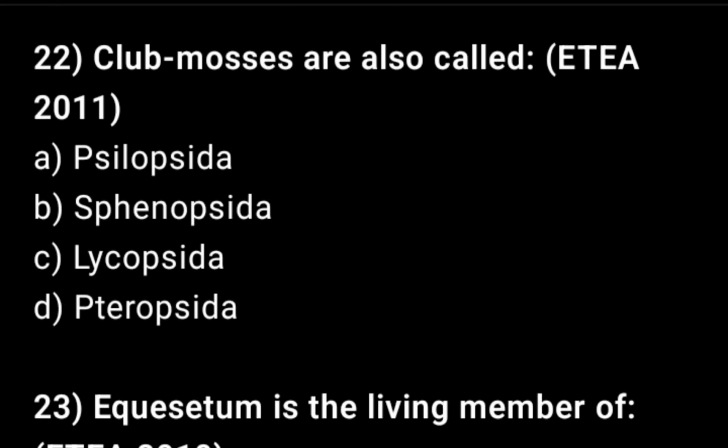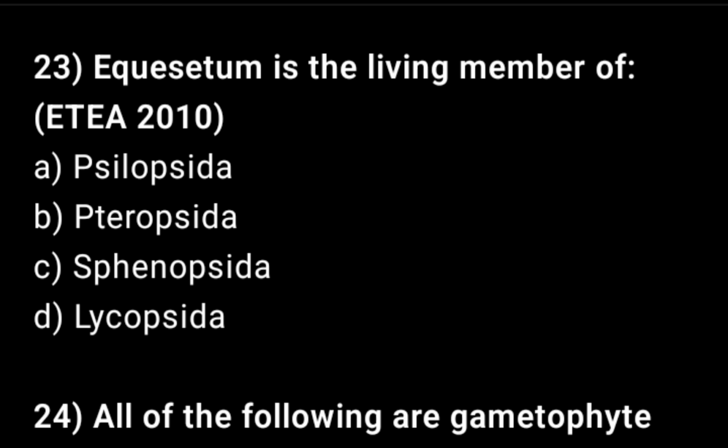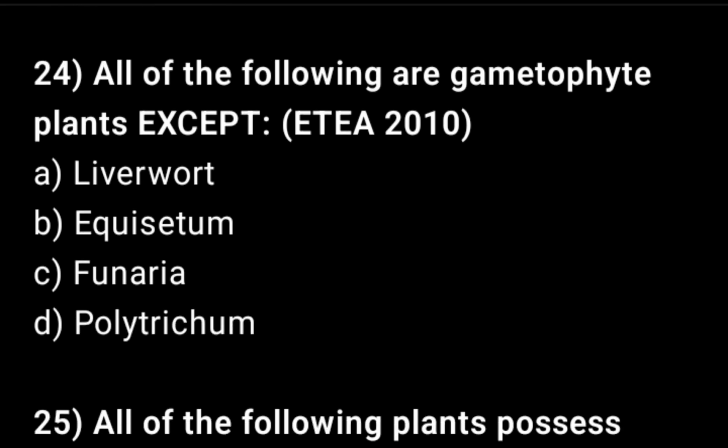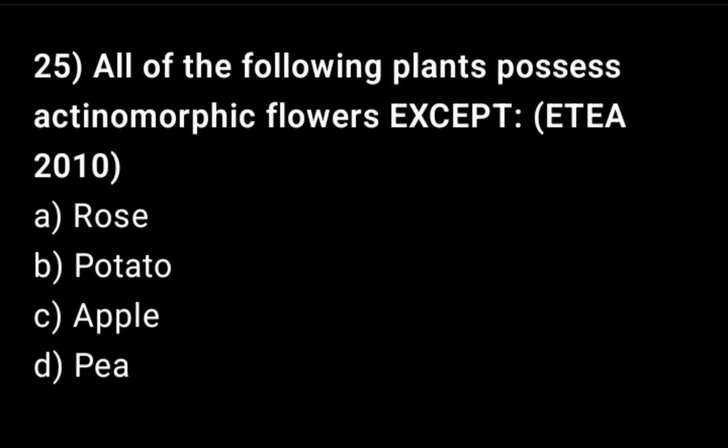22. Club mosses are also called ETEA 2011. A. Psilopsida. B. Sphenopsida. C. Lycopsida. D. Pteropsida. 23. Equisetum is the living member of ETEA 2010. A. Psilopsida. B. Pteropsida. C. Sphenopsida. D. Lycopsida. 24. All of the following are gametophyte plants except ETEA 2010. A. Liverwort. B. Equisetum. C. Funaria. D. Polytrichum. 25. All of the following plants possess actinomorphic flowers except ETEA 2010.